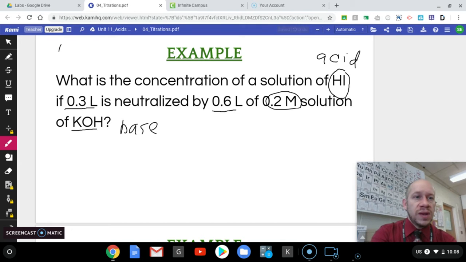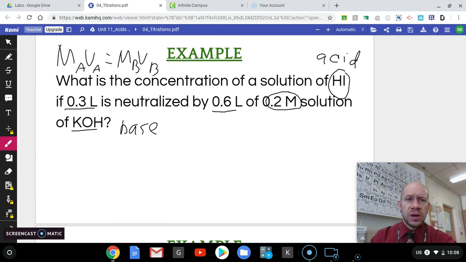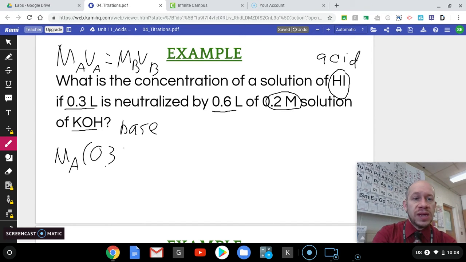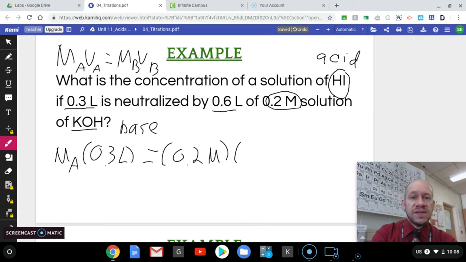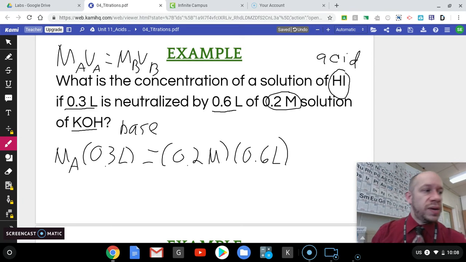So we'll use our formula MaVa equals MbVb. We're looking for the concentration, which is the molarity of our acid. We'll multiply it by 0.3 liters. That's equal to the molarity of our base, which is 0.2 molar, times the volume of our base, which is 0.6 liters. We'll do that quick calculation.